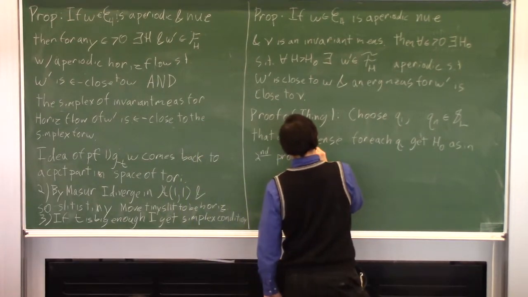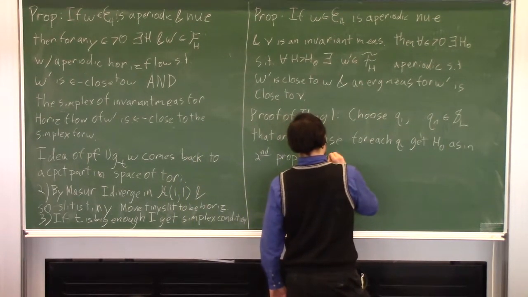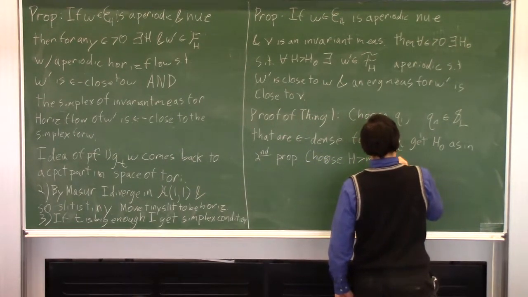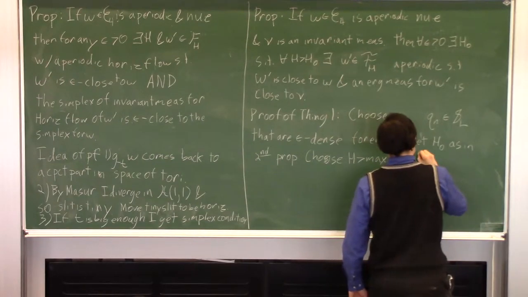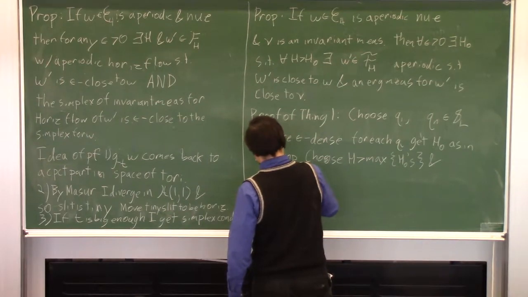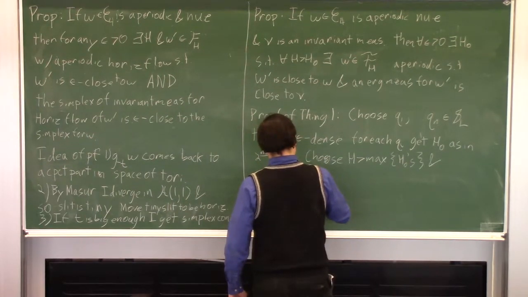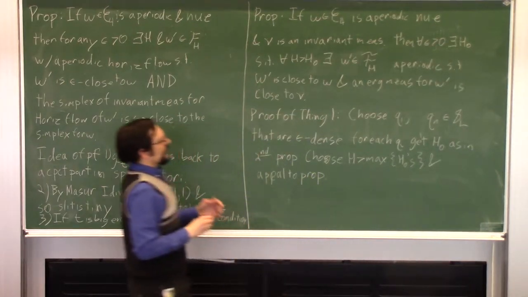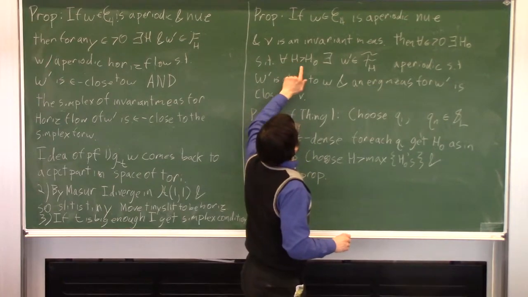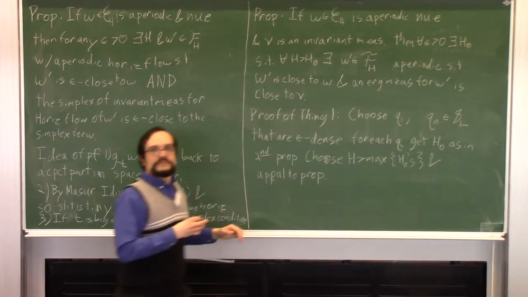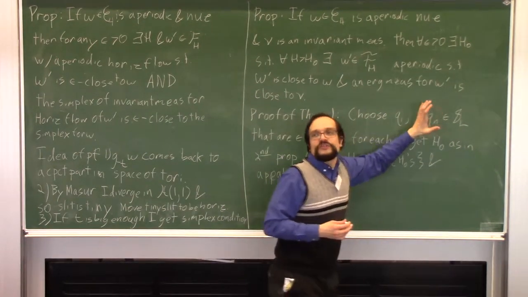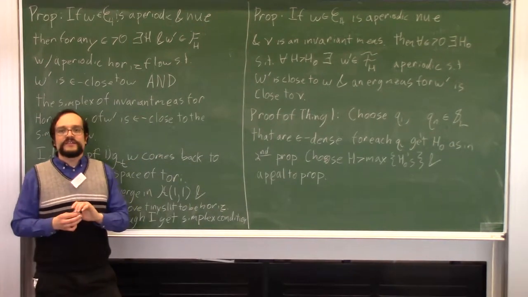Okay. Choose H greater than the maximum of the H naughts and appeal to the second proposition. So each one of them, the important thing I'm taking advantage of is that I get this for all H bigger than H naught. So when I choose an H big enough, I can get all of these simultaneously, and I'm epsilon close to an epsilon dense set, so I'm two epsilon dense.